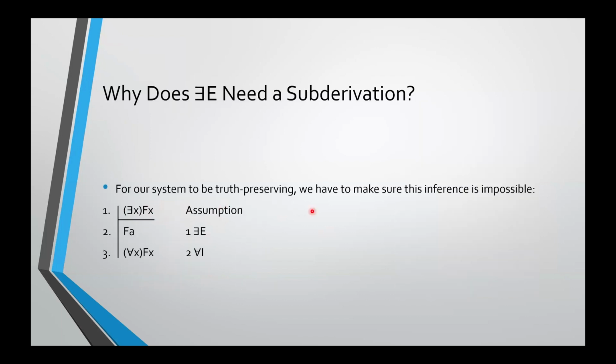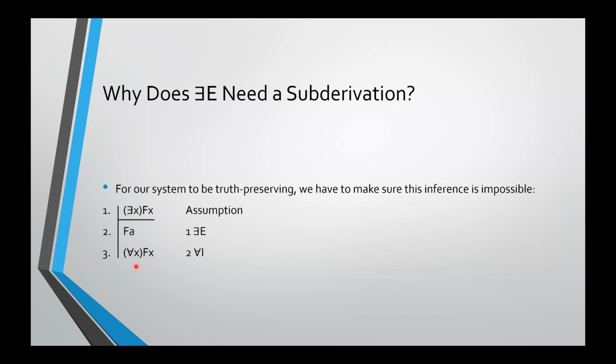The actual reason why you do it is this: if you want a natural deduction system to be truth preserving, you have to block this inference here, right? Like you have to make sure that it is never possible for somebody to make this inference. Where you start with an existential claim, like there is an X F X. Then you do existential elimination on it to get FA, right? And then from the FA, you go with universal introduction and get for all X F X, right?